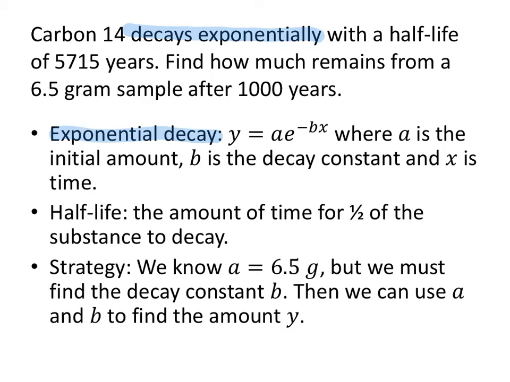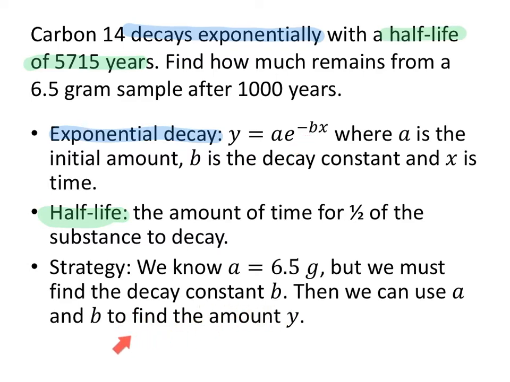And then I move on, and I see the half-life of 5,715 years, and I ask myself, what's half-life again? Half-life is the amount of time for half of the substance to decay. In order to find our decay equation, I need to know a. Well, a is 6.5 for this particular example. And I know my x value of 1,000 years, but I don't know b. And remember, e is just a constant, but I have to find b.